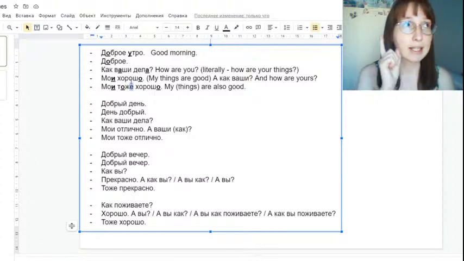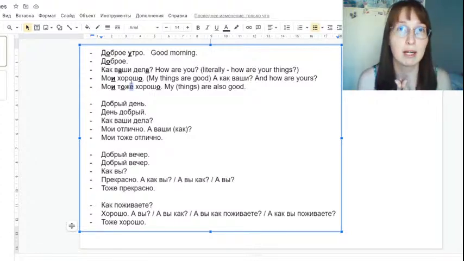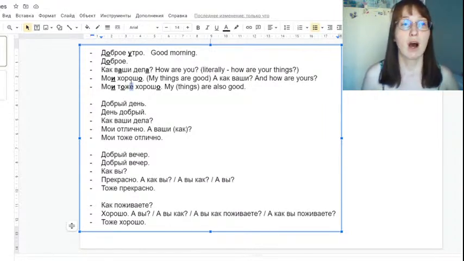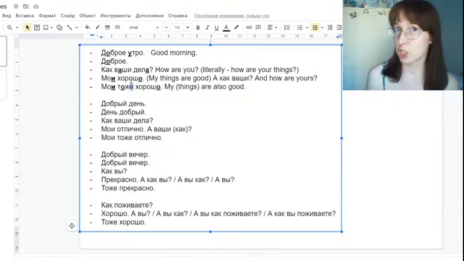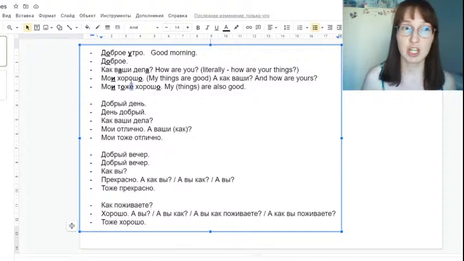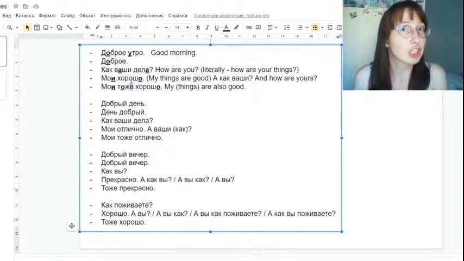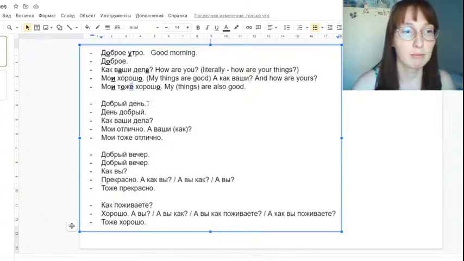Okay? And guys, please remember, in Russian we barely put the word тоже at the end of the phrase. In English, they say, I'm good too. I'm fine too. But in Russian, it's in the middle. Тоже хорошо. Мои тоже хорошо. In the beginning or in the middle. Okay?